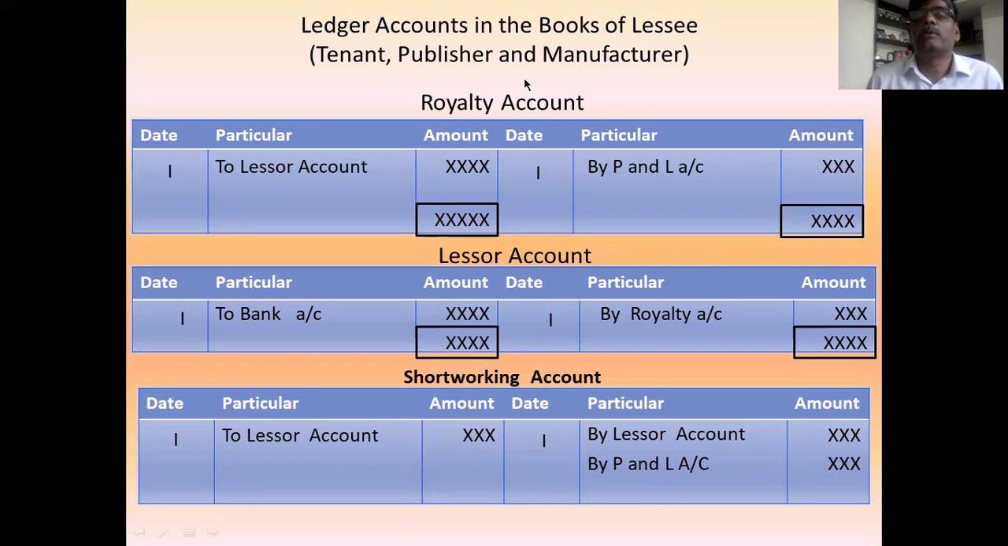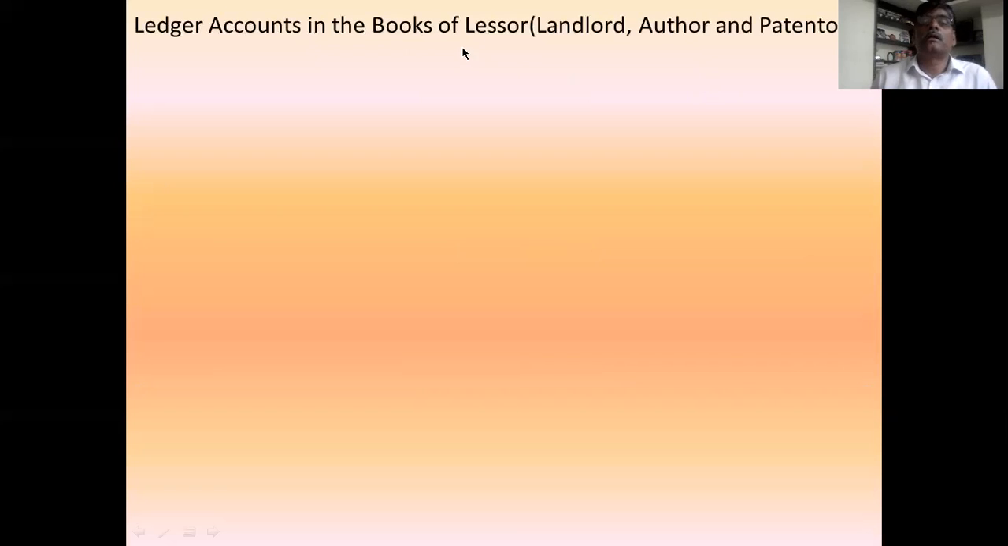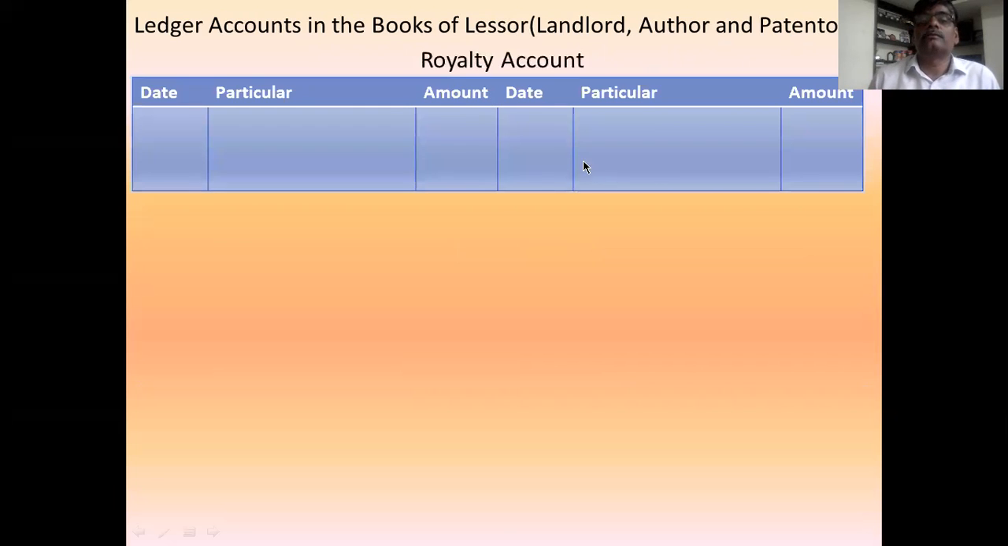Lessee means tenant, publisher, or manufacturer. Now we will see the ledger accounts in the books of lessor. Who is a lessor? He is a landlord, or he is an author of the book, or he is a patenter. First account is the royalty account.